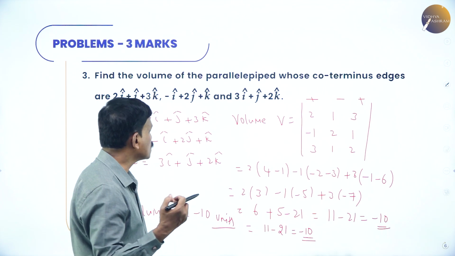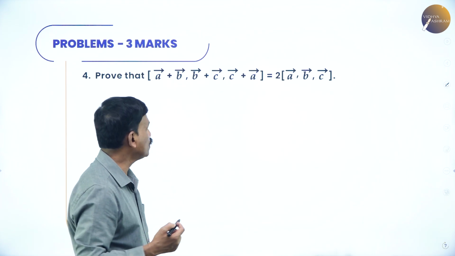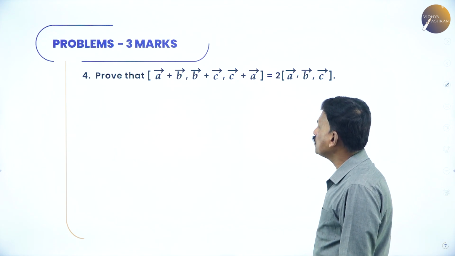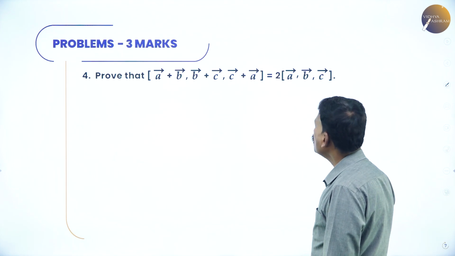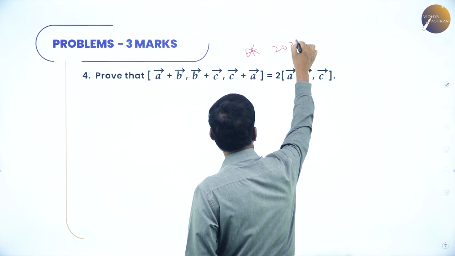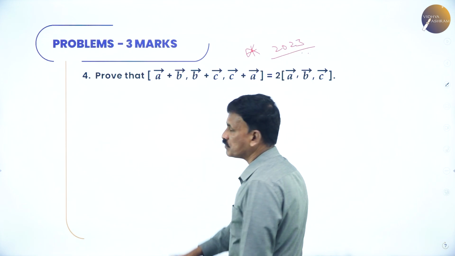Now, let's move on to the next problem. This is a very important problem indeed. What is given? Prove that the box product of vectors a plus b, b plus c, c plus a is equal to 2 times the box product of a, b, c. Very important question. You may expect this for your final examination for 3 marks.